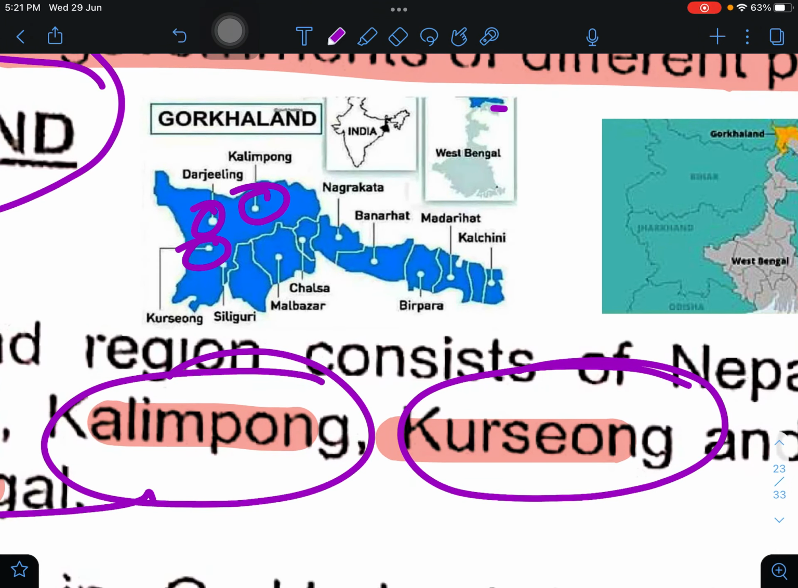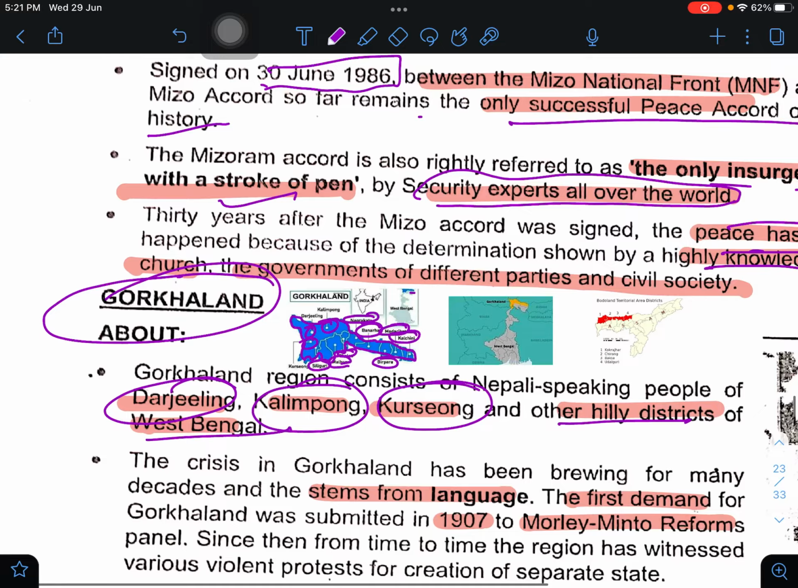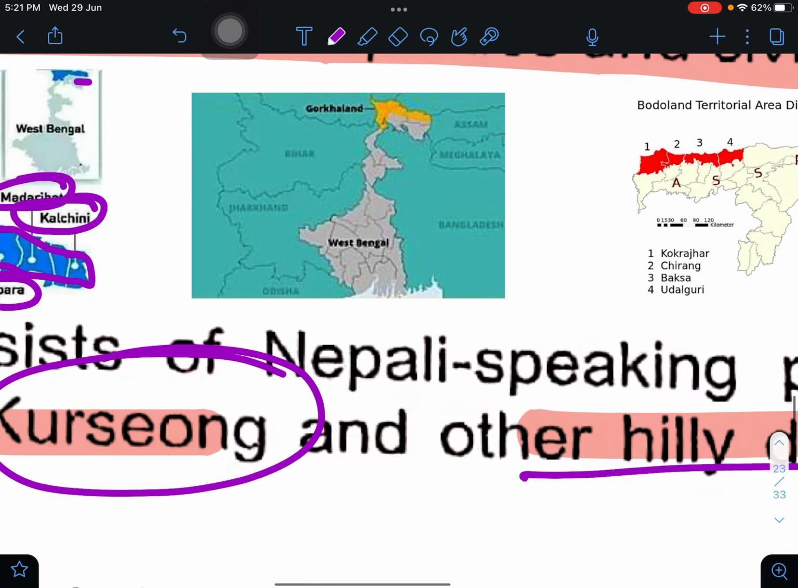What are the other hilly districts of Bengal? This whole map is for the demand for Gorkhaland in West Bengal itself: Nagrakata, Banarhat, Madarihat, Kalchini, Birpara, Chalsa, Siliguri, Malbazar. Just see the map of India. The Indian boundary, this is West Bengal, and this is Bangladesh. Here is the Bihar boundary. This one is Gorkhaland.